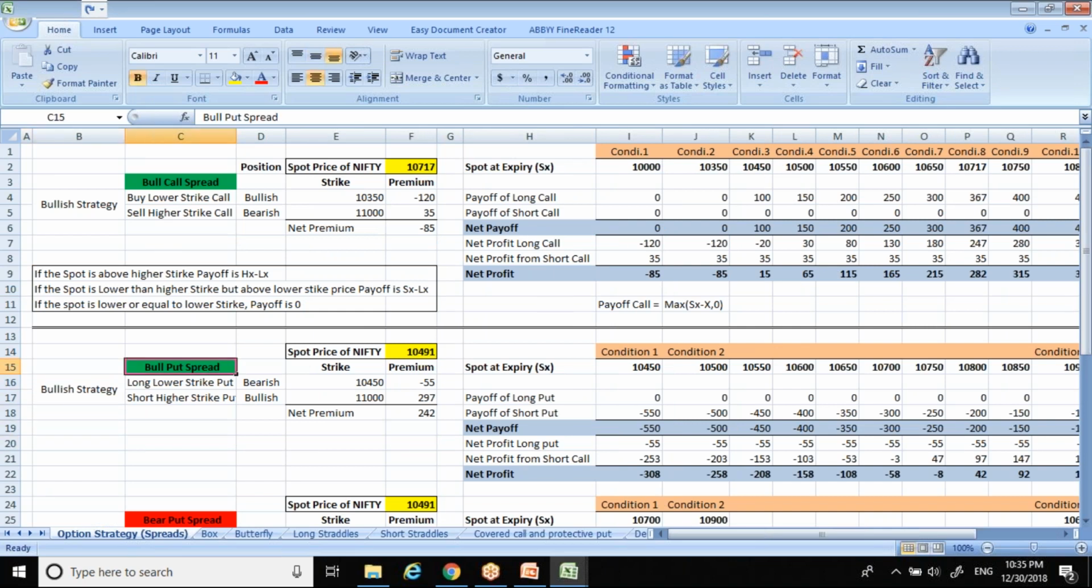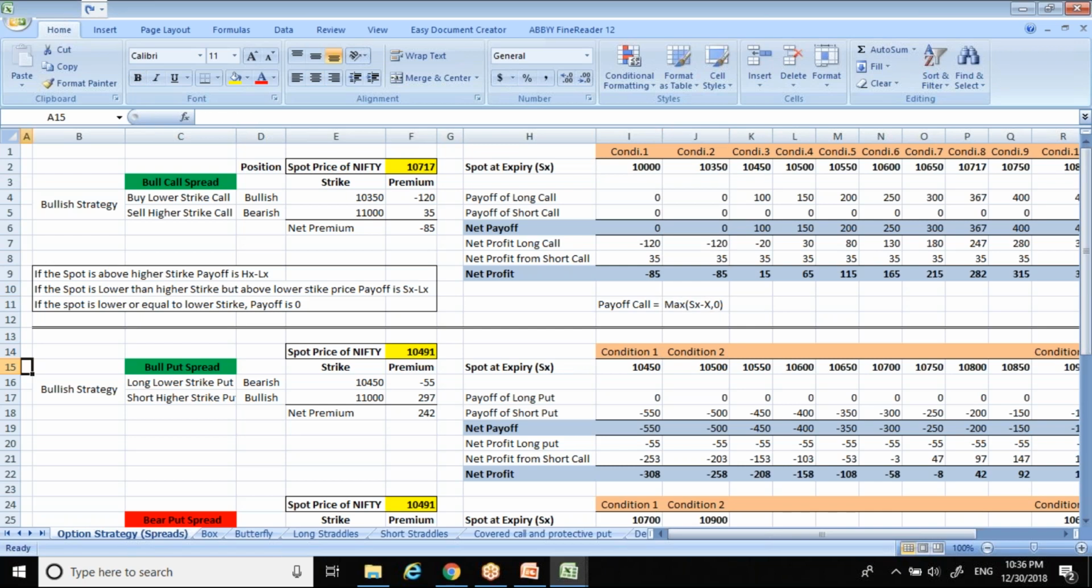Likewise, you have the bull put spread. Now remember one thing: if the spot is above the higher strike price, the payoff is always the higher strike price minus the lower strike price. If the spot is lower than the higher strike price but above the lower strike price, the payoff is spot minus XL. And if the spot is lower than or equal to the lower strike price, the payoff is obviously 0, because the spot is at or below the lower strike price. If it is 730, its payoff is 0.